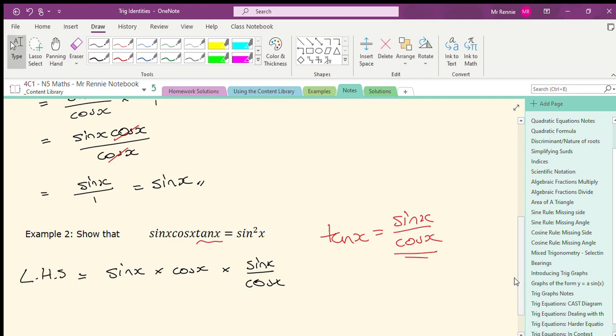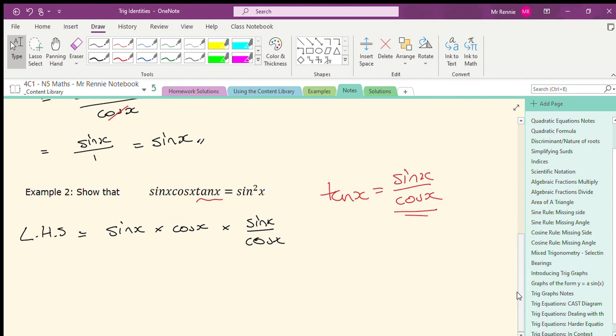Like what we did above, we're going to have to multiply this. So I'm going to change everything to fractions just to make my life easier. I'm going to have sine x over 1, multiplied by cos x over 1, multiplied by sine x over cos x. Even though we've got three fractions, multiplying fractions stays the same. We just multiply all the numerators together, then multiply all the denominators together to work out what's on top, what's on bottom.